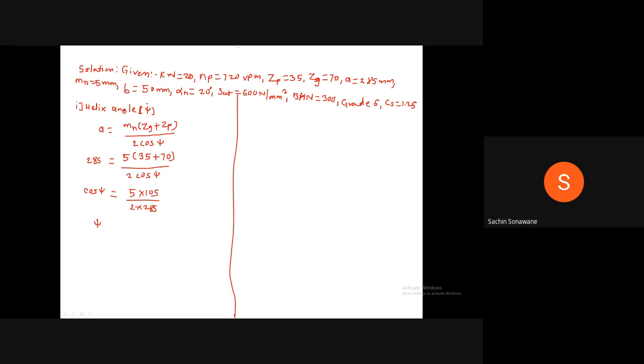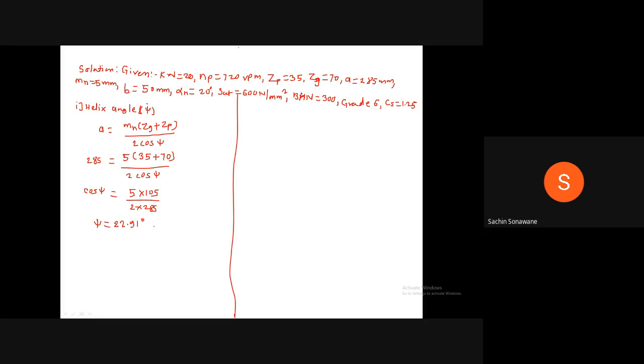What is psi? Anyone can tell fast? What is angle psi? 105 upon 2 into 285, how much? Cos inverse bracket. Sir, 22.91 degree.